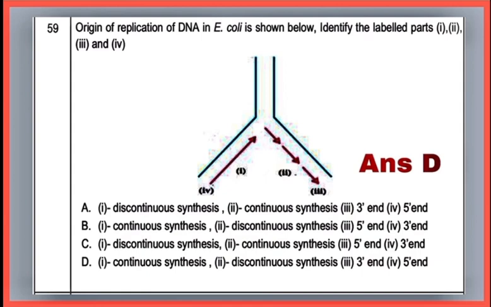Question 59. Origin of replication of DNA in E. coli is shown below. Identify the labeled parts 1, 2, 3 and 4. Option D is the correct option. 1 is continuous synthesis of the new DNA strand. 2 is discontinuous synthesis of the DNA strand in the form of Okazaki fragments. 3 is the 3' end of the old DNA strand and 4 is the 5' end of the old DNA strand.